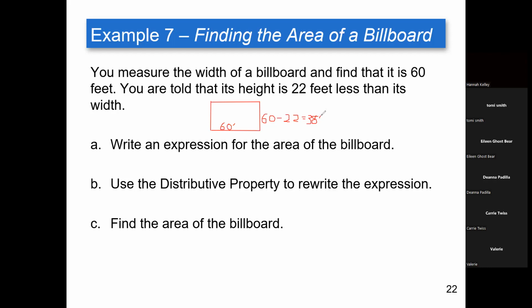So that's it. Then the area, remember that's length times width. So area, just to review what we talked about earlier, length times width. Or they told us width times height in this case, didn't they? So that's width times height. Don't get confused by their random language. That's how real life works. And so 60 was the width and height is 38 feet. Both are feet. And then you can find the answer.